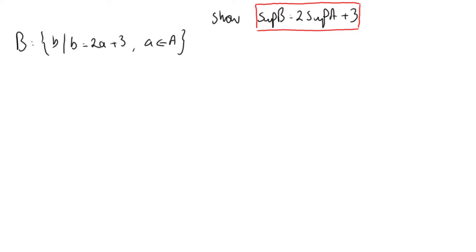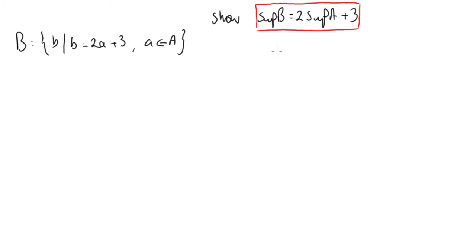Okay, so we're going to have a look at question 9.3 from the study guide. We've been told, suppose A is a bounded subset of the real numbers, and let B be the set defined by B equals 2 times A plus 3, where A belongs to set A. We need to show that the supremum of B is equal to the supremum of A times 2 plus 3.